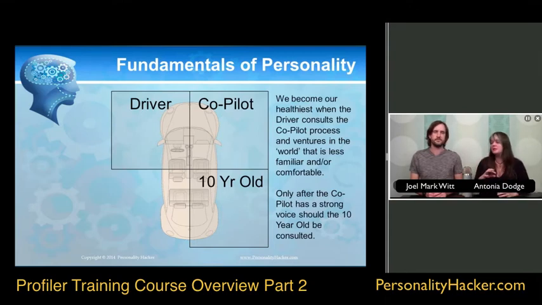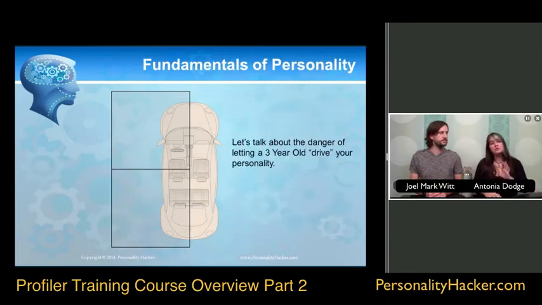But the thing that we really wanted to talk about this week was we wanted to focus in on that 3-year-old process that we didn't even mention at all. Now, the 3-year-old process is the exact opposite of the driver process. All right. So just like the co-pilot and the 10-year-old are mirror opposites of each other, the driver and the 3-year-old are mirror opposites of each other.